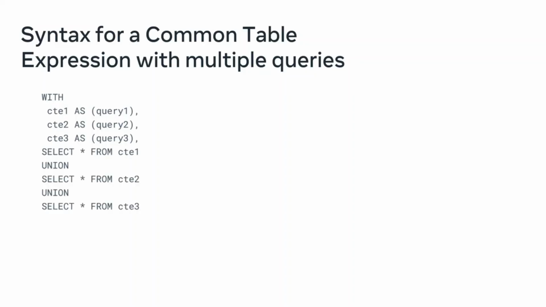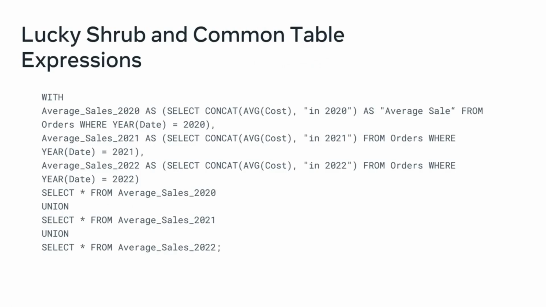Or you can execute multiple CTEs at once. To execute more than one CTE, add a select statement for each CTE. Place a union operator in between your statements to return data for all statements in the output result. For example, Lucky Shrub can use multiple queries to calculate their average sale. Let's explore Lucky Shrub's use of CTEs in more detail. See if you can help them out using your new skills.